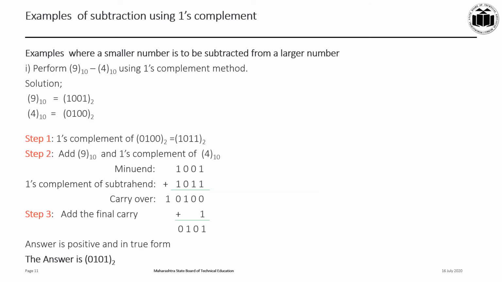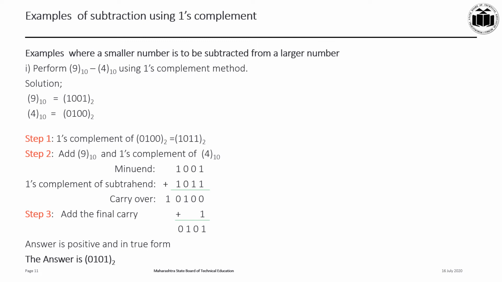Examples of subtraction using 1's complement. Let us take an example where a smaller number is to be subtracted from a larger number. Let's take the example of 9 minus 4, where both 9 and 4 are decimal numbers. In the solution, the first step is to convert the decimal numbers into binary numbers. So 9 in binary form is 1001, and 4 in binary form is 0100.